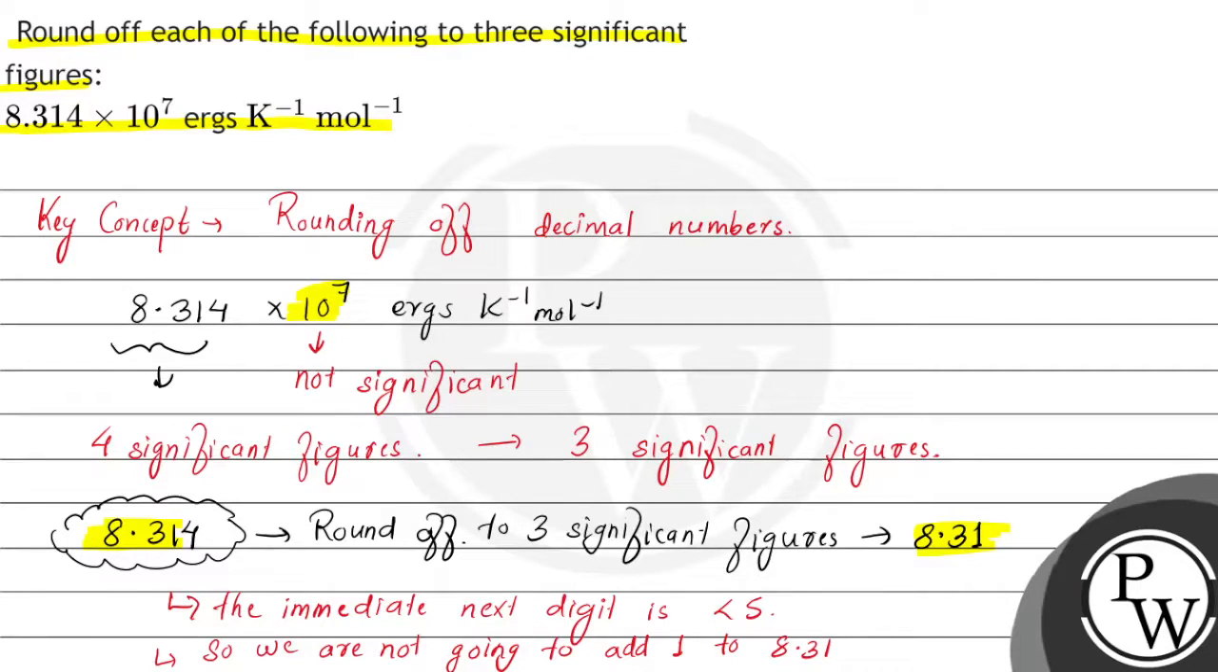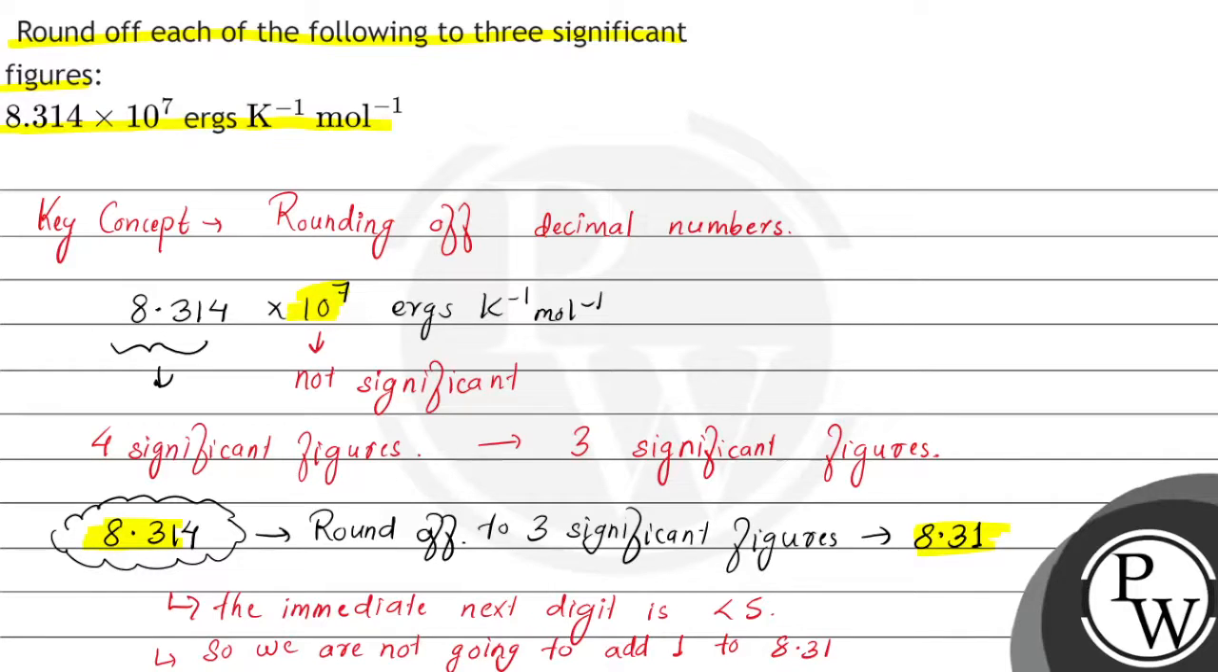If it was greater than 5, if it was 8.316 or if it was 8.317 or something like that, we would have rounded it off by adding a 1 to the last number of this 8.31. That is, we will add a 1 to this one and make it 8.32. But in this case, we are not going to do so because the immediate next digit is 4, which is less than 5. So the correct answer to your question is 8.31.